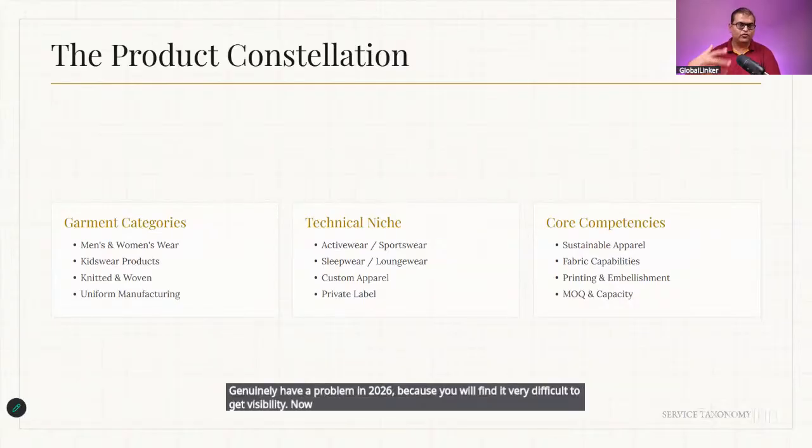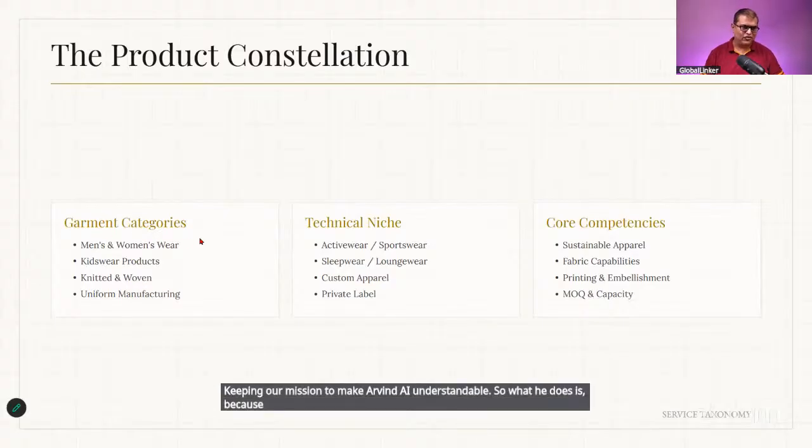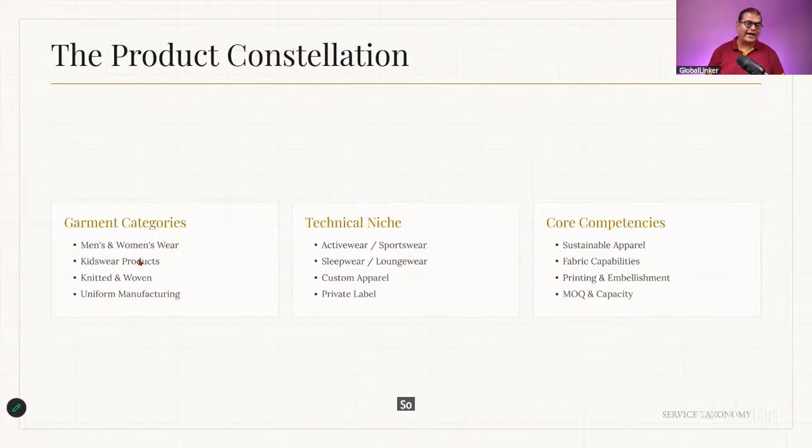Now, when it comes to structuring this, you have to be very detailed. Again, I've put the example keeping our mission to make Arvind AI understandable. Because he deals in garments, he creates a men's and women's wear category. He creates a kids products category, and a knitted and woven products category, and uniform, because he manufactures uniform. So he also creates a category for that.